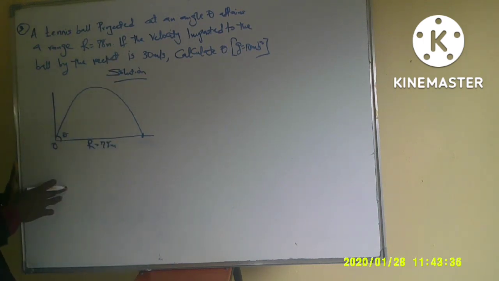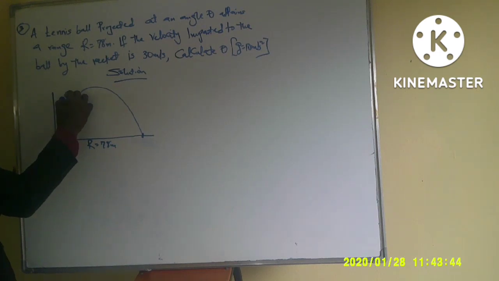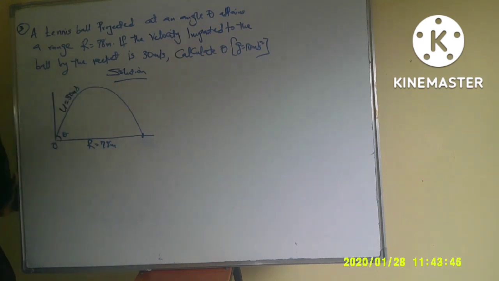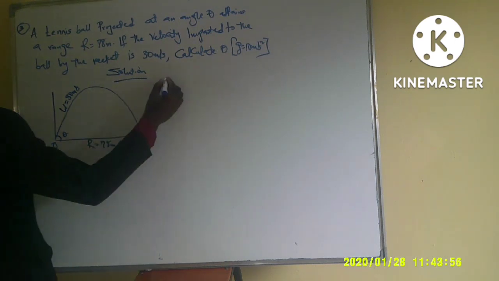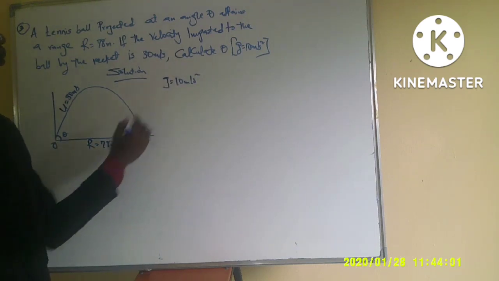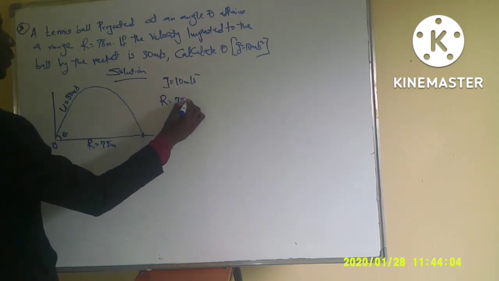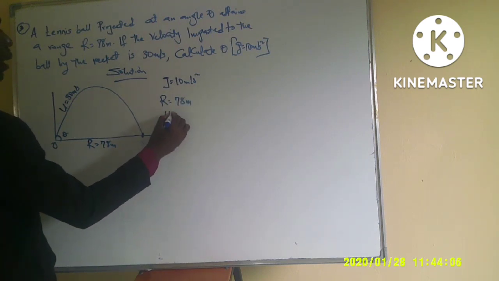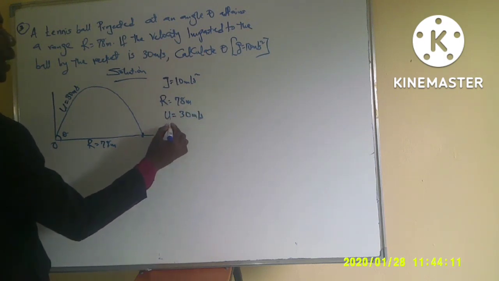And the velocity imparted to the ball by the racket is 30 meters per second. So the initial velocity is 30 meters per second. Calculate theta. So we are given g as 10 meters per second squared, our range as 78 meters, and our u as 30 meters per second. Then we are asked to calculate theta.